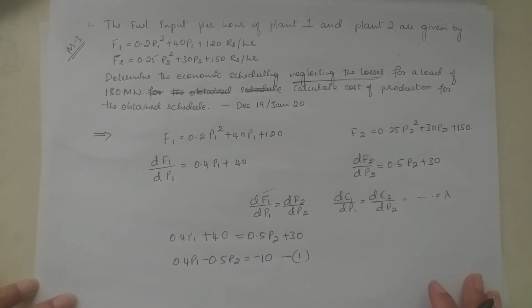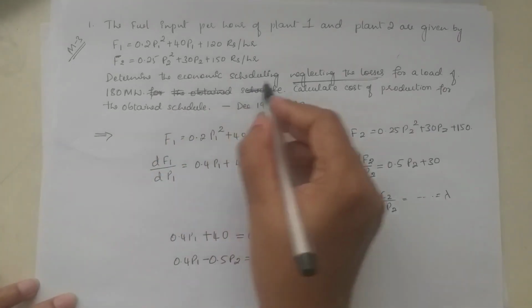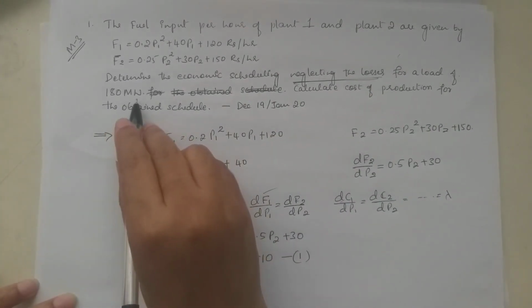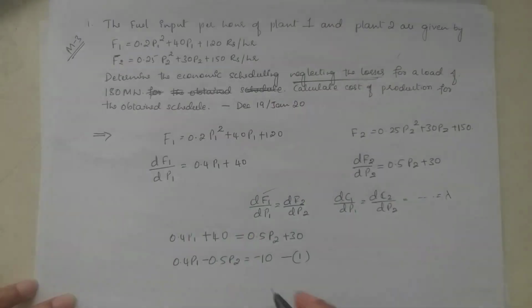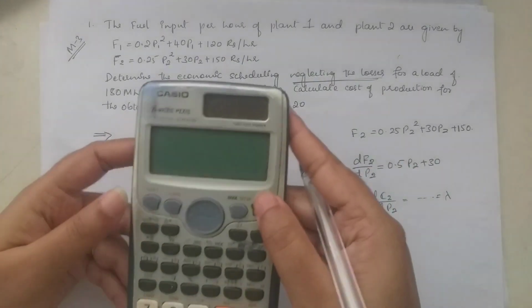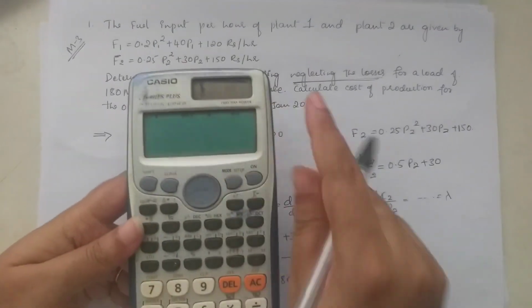And also it is given to determine economic scheduling for a load of 180 megawatt. 180 megawatt should be shared between two generators, right? So P1 plus P2 should be equal to 180. We take it as equation 2. On solving these two equations, we will see how to solve them using the calculator.